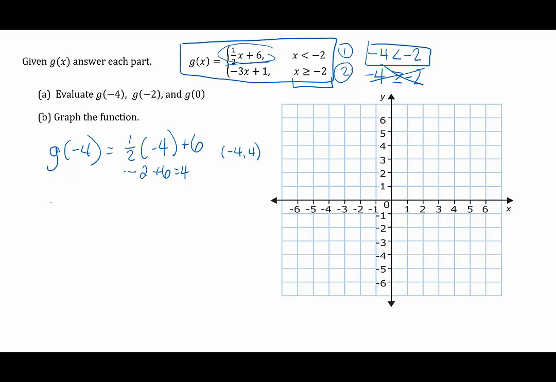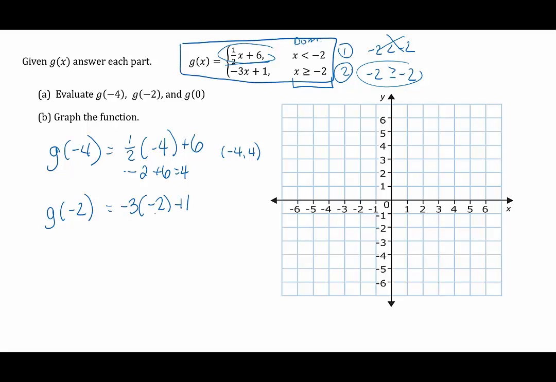What are we looking at next? We're looking at g of -2. So again, where do we plug in -2? Where does it make a true statement? So we're going to go back up here. Is -2 less than -2, or is -2 greater than or equal to -2? It is this one here, meaning it's a solution to the second piece, the bottom piece. So we're going to plug in -2 only where it makes a true statement based on where the domain is for each piece. So we plug it in, we get -3 times -2 plus 1. -3 times -2 is 6, and 6 plus 1 is 7. So another point, another solution to g would be -2, 7.